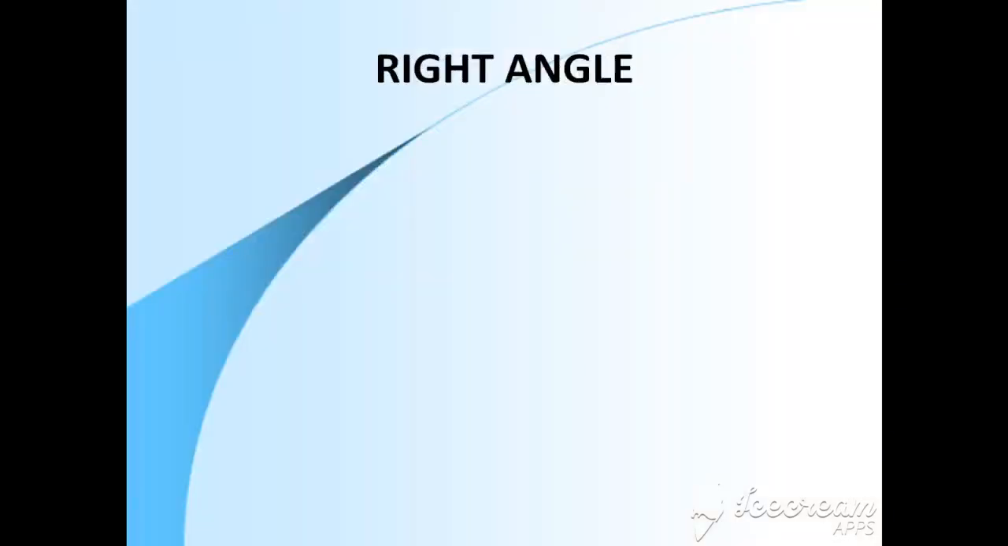First, the right angle. When two rays originate from the same point and make exactly 90 degrees, it is called a right angle. This angle is exactly 90 degrees, so this is a right angle. There are 3 points A, B and C.